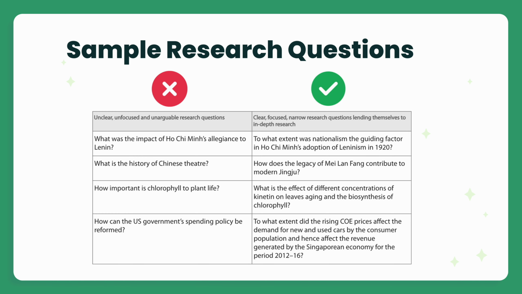So let's see some examples. What was the impact of Ho Chi Minh's allegiance to Lenin? And this is unclear and unfocused. And a more clear, focused research question is, to what extent was nationalism the guiding factor for Ho Chi Minh's adoption of Leninism in 1920? So we've narrowed it down, we've made it specific to nationalism, and we've also set a date, 1920. So in this way, we made it more focused.